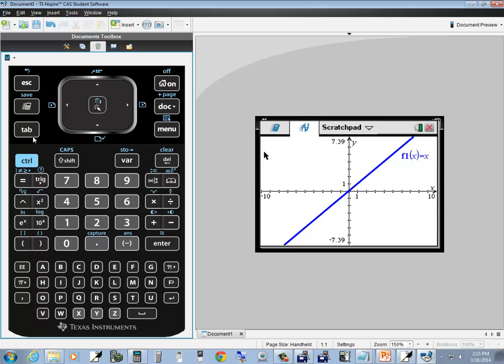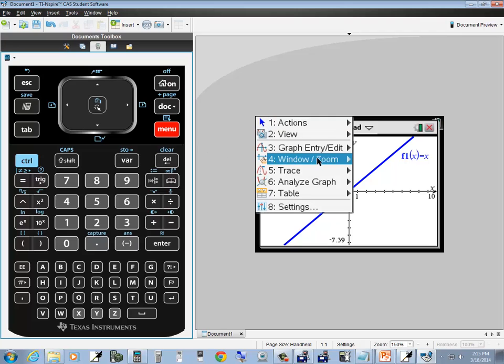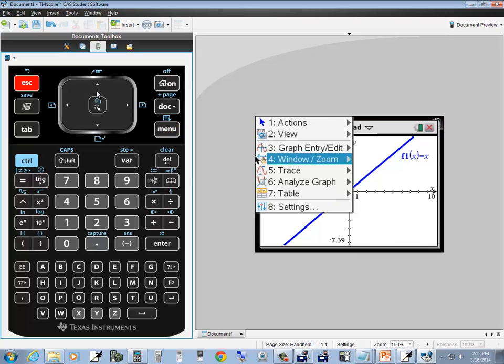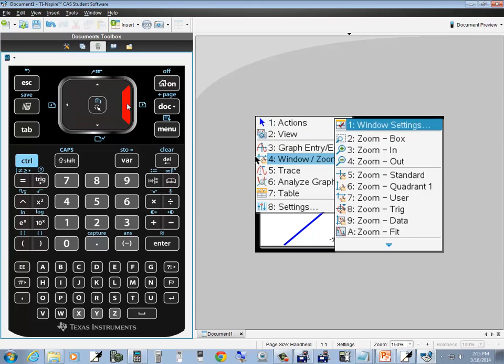Now let's say your window's kind of screwed up. You've zoomed or something, and you're not quite seeing that. If you press the menu, you see the fourth one says window zoom. What you can do is down arrow to that line, window zoom, and then press your right arrow. You can also press the numbers in front of it. Like if I press 4 and then 5, it would automatically choose zoom standard.